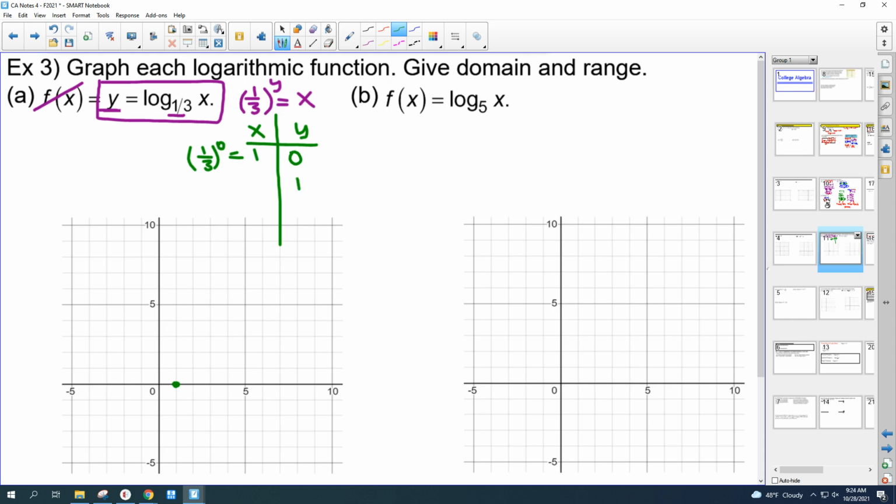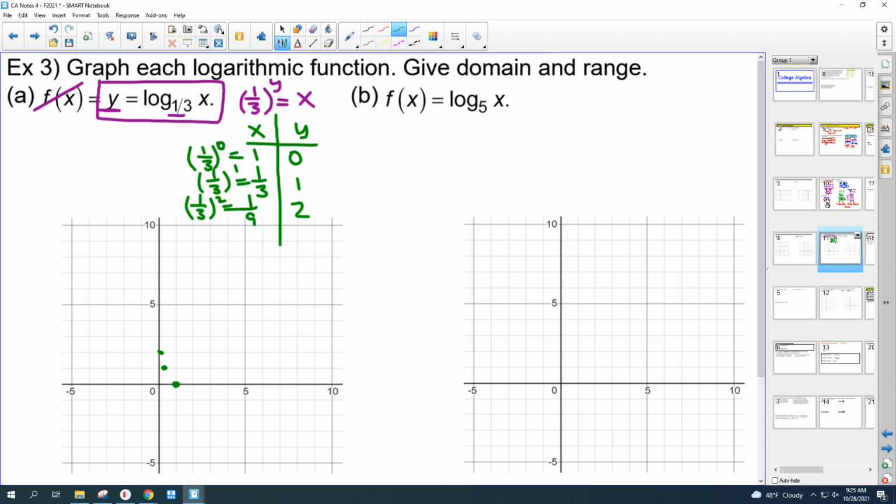If I plug in +1, 1/3 to the first is 1/3. Feel free to do that in your head if you can, but you've got 1/3 as your x, comma 1. That's going to be about right there. If I do +2 for my y value, that's 1/3 squared, which is 1/9. So I've got 1/9, comma 2. That's really hard to graph, but it's right there.